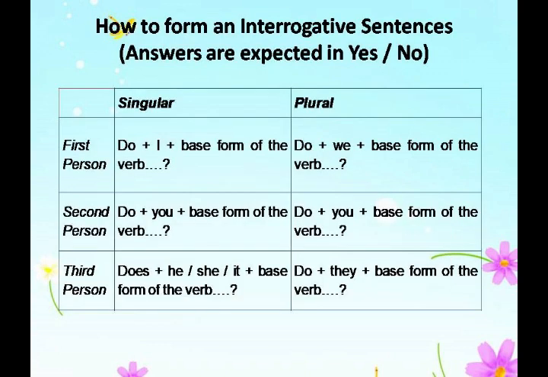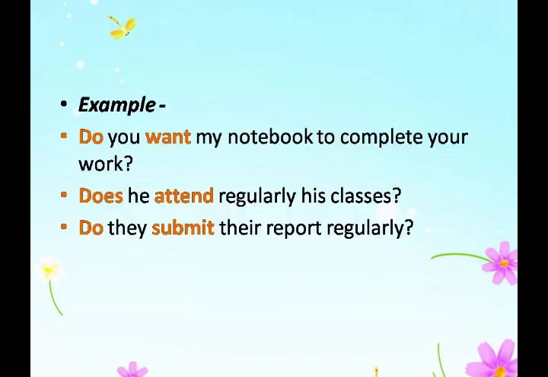So again, the rule applies the same: if it is he, she, it or a singular subject, we put does at the start. Okay, does he attend class regularly? Again, attend, not attends. If does comes, don't put s, es or is with he, she, it or singular. Does he attend class regularly? Does she complete her work daily? So these are examples of questions in which answers are expected in the form of yes or no.